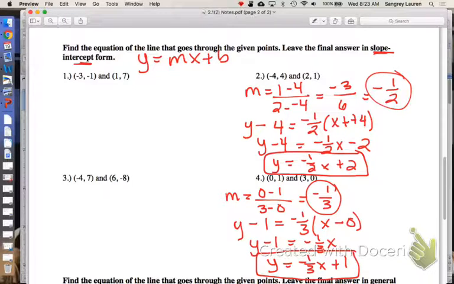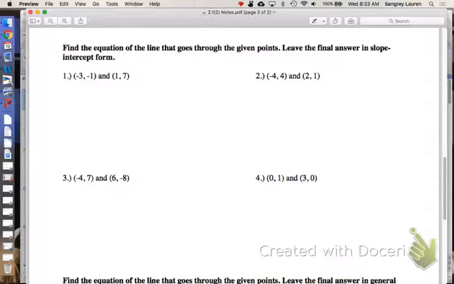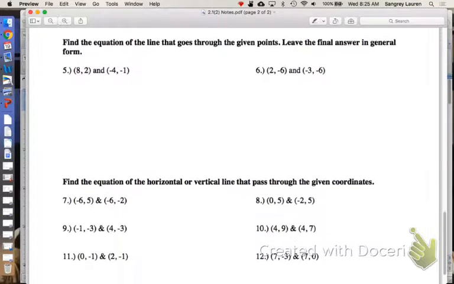So there is our final answer in slope-intercept form. Great. All right, now I'm moving down to number 6. So the directions for this section said to leave the final answer in general form. So general form was ax plus by plus c equals 0. So that means we need all of our terms on one side and just 0 on the other.